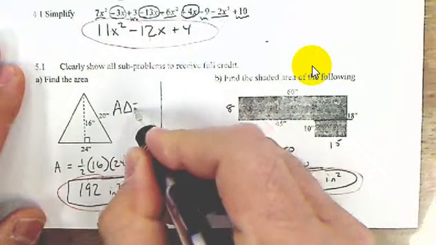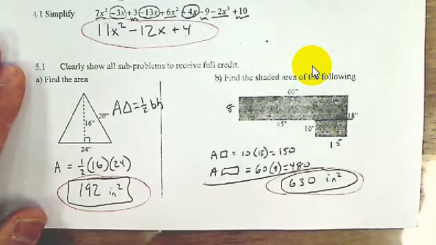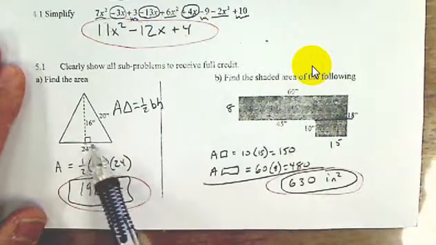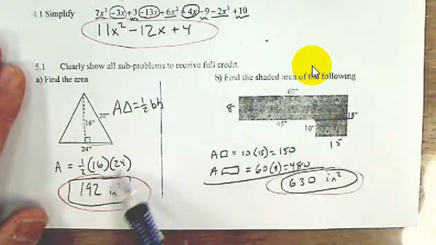Area of a triangle is equal to 1/2 base times height. You just got to memorize that. Base and height. 1/2 base times height.